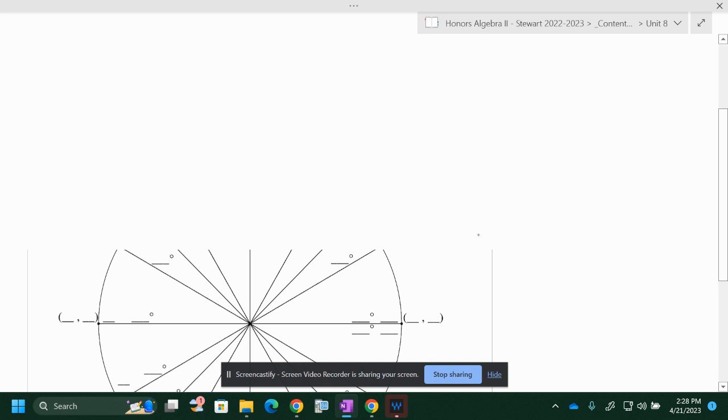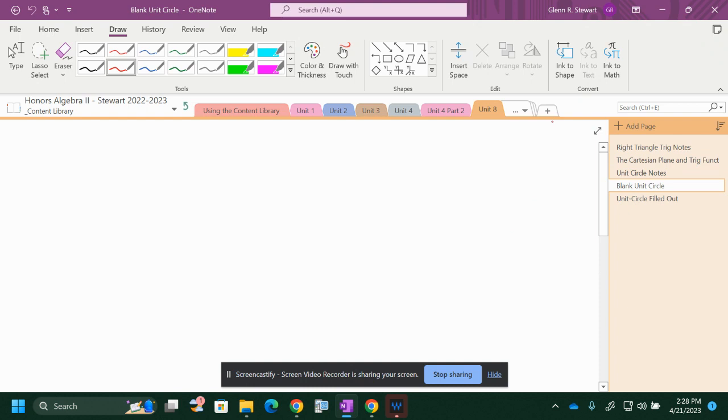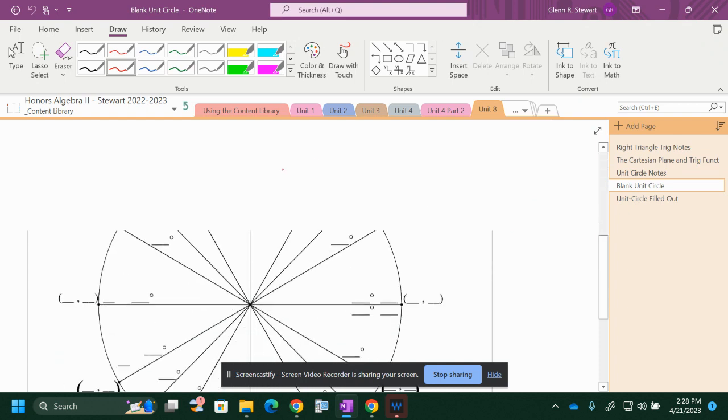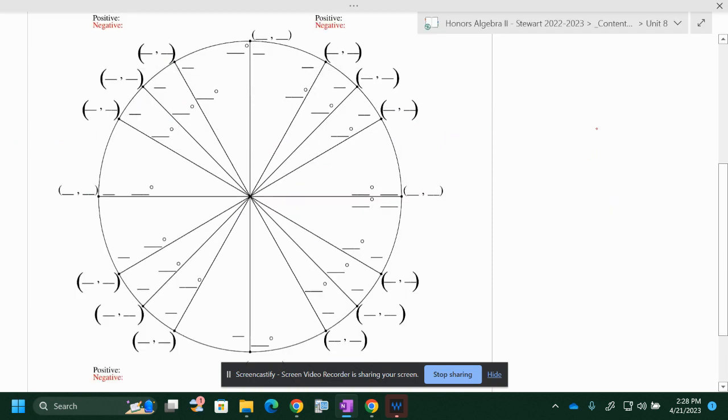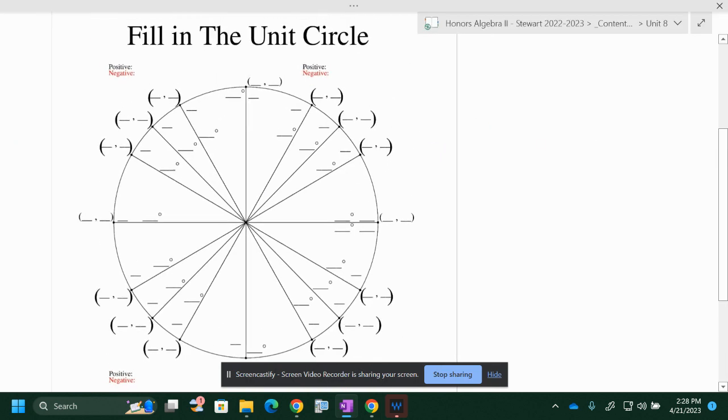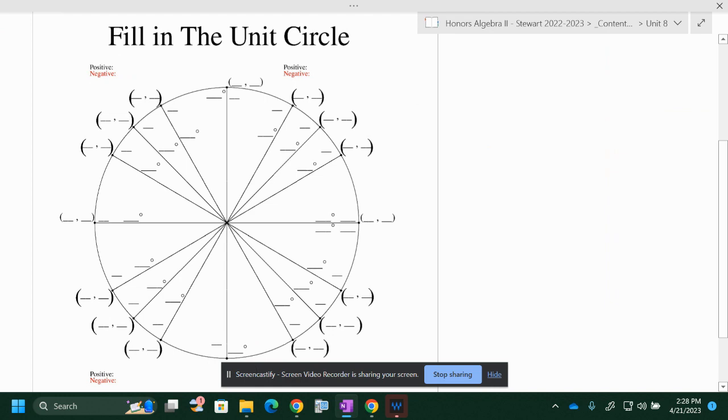Once my computer loads, we are going to get started with the unit circle. Maybe I just need to go back here. Here we go. All right, so this is the dreaded unit circle. Just kidding. It's really not that bad.